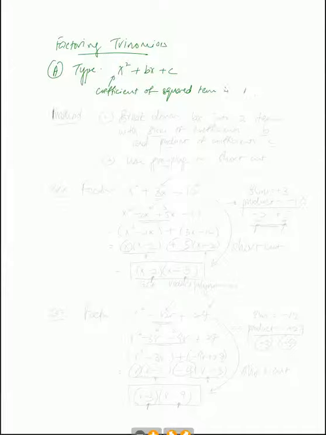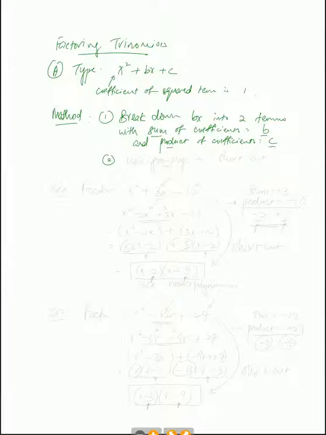So let's write down the method before we do some examples. First thing you need to do is to break down bx, that's the middle term, into two terms with sum of coefficients being b and product of coefficients being c. So a lot of times we just say that the sum is b and the product is c.